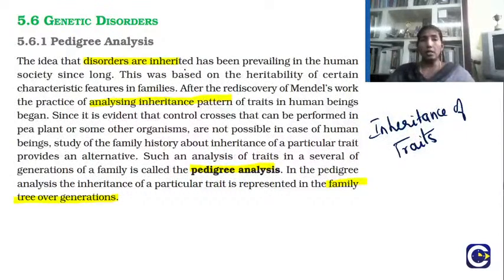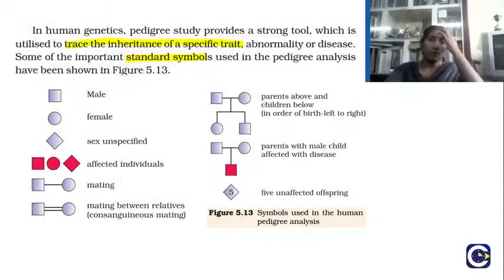So the disorders are inherited, which you all know. We can use the analysis of that inheritance pattern. Such an analysis of traits over several generations of a family is what we call pedigree analysis. It's the analysis of a particular trait represented in a family tree over generations. You can see here how it has been made.